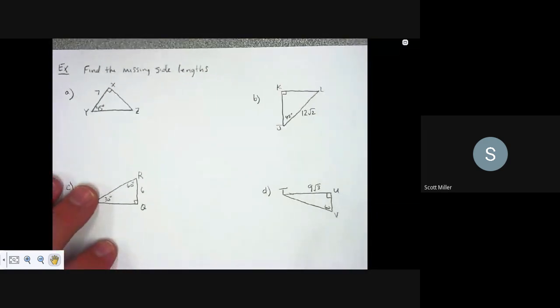So those are the two patterns that we want to deal with, and then we can do some problems associated with that once we know them. So let's do some examples. Okay, let's find the missing side length.